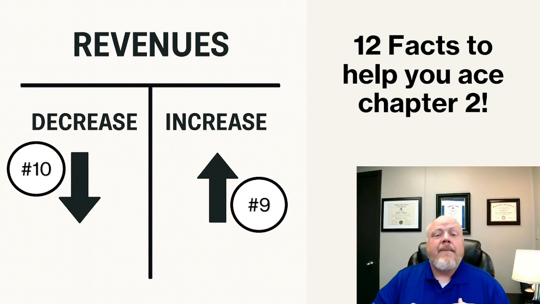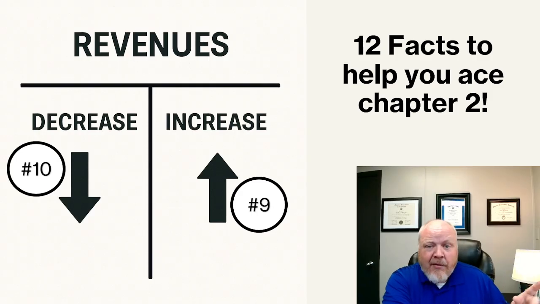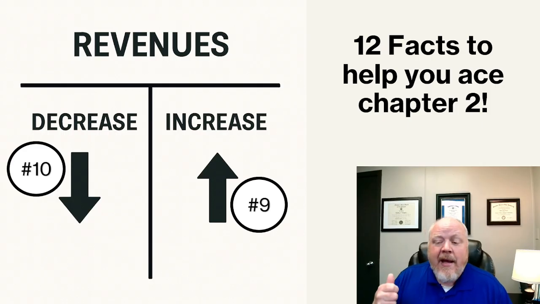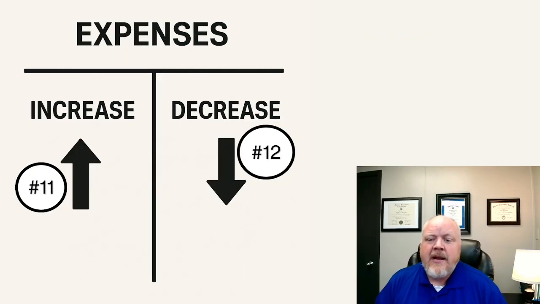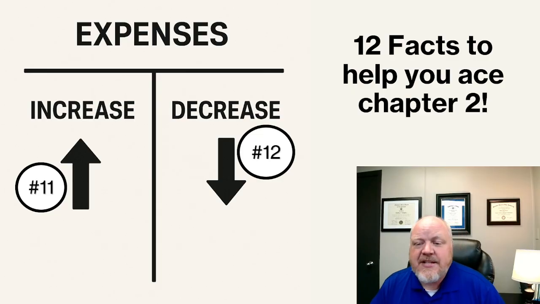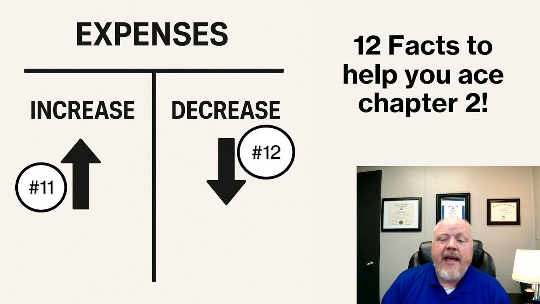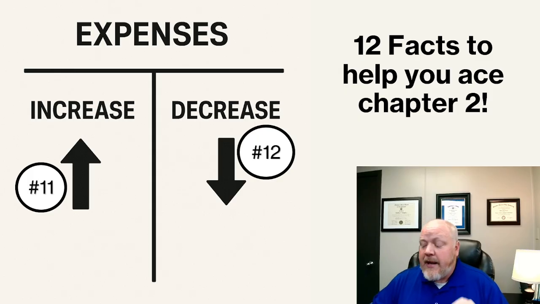So if we're a service business and we go perform work for somebody else, we get cash, we increase the asset of cash, a debit, and we increase the revenue of fees earned, a credit. And so we have a debit and a credit for these. Fact number 9 is revenues increase with a credit. Facts number 11 and 12, the last two, expenses increase with a debit and they decrease with a credit. If you can know these 12 facts, you're going to be doing really well in this class.